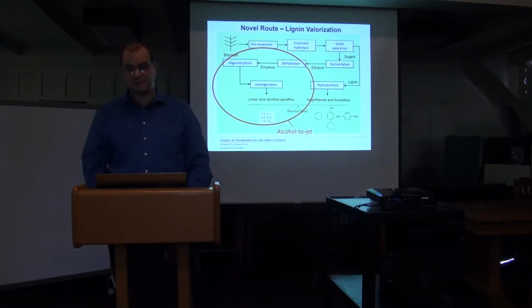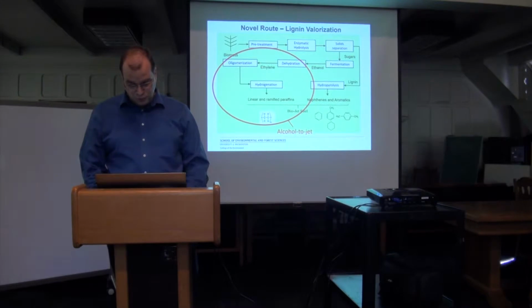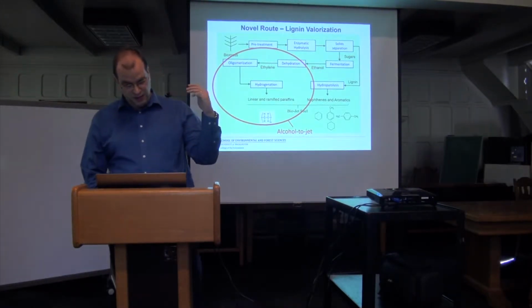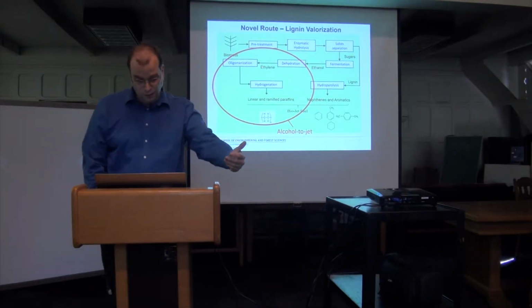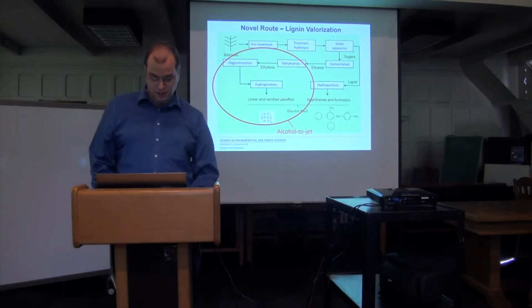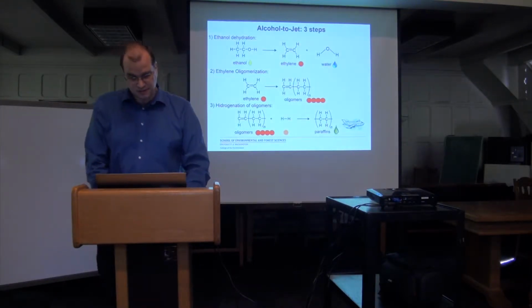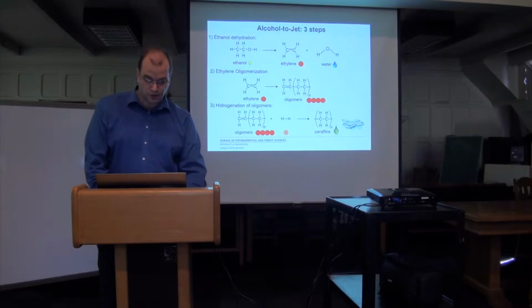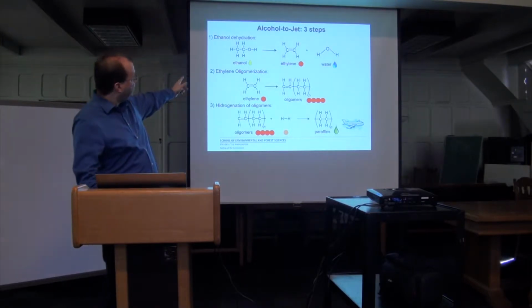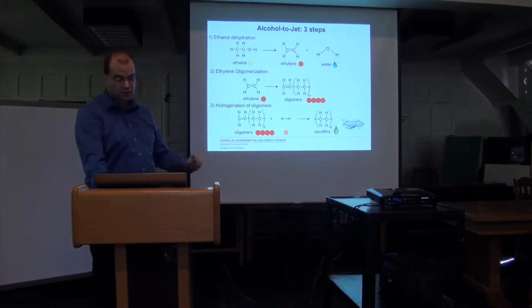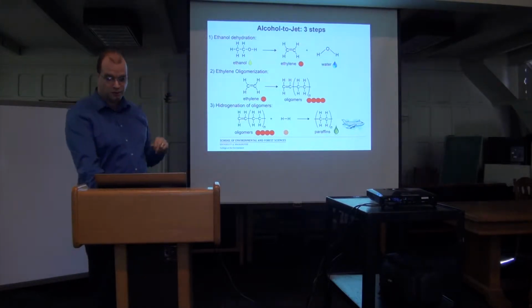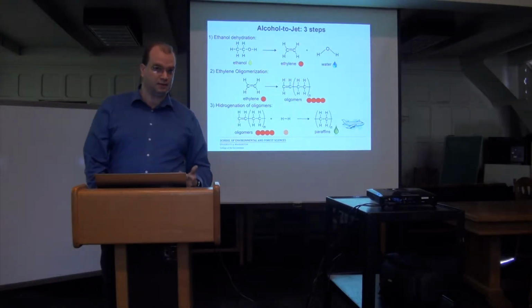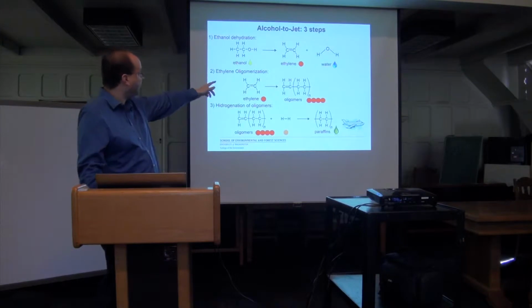So first, let's discuss a little bit of the alcohol to jet process. So if you have alcohol available, ethanol, how do you get to make jet fuel? And the process essentially involves three steps. One, you get the ethanol and go through dehydration and eliminate one molecule of water, which generates ethylene. Okay, so the red circle there, ethylene.